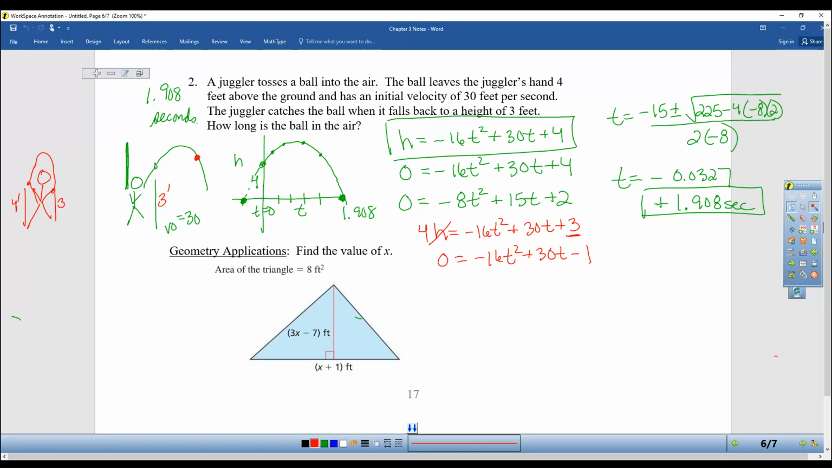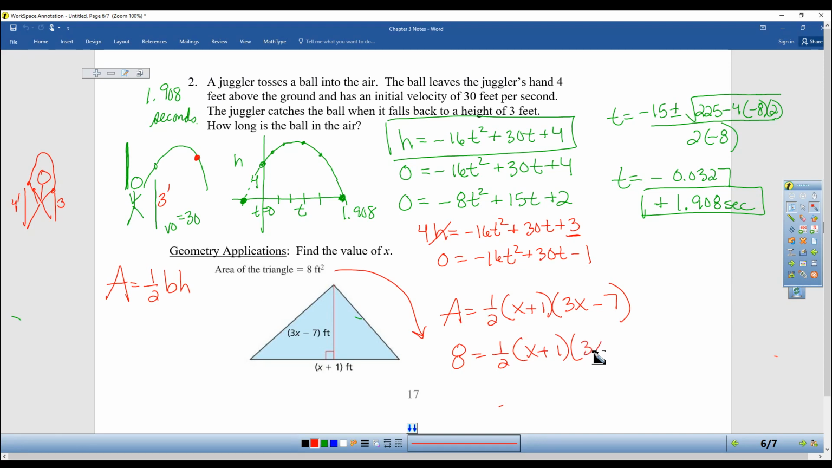Okay. Last one. A geometry application. Find the value of x. So first of all, you do need to know, put this in your appendix if you don't know it, that area is 1/2 base times height. So area is equal to 1/2 base, which is x plus 1, times height, which is 3x minus 7. If I know the area is 8 feet, then I can solve this. Factored form is only useful when it's equal to 0.